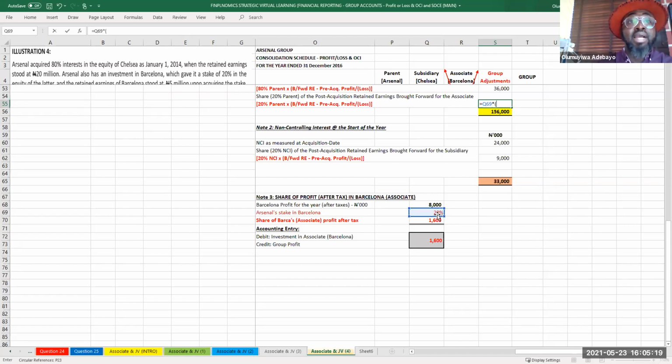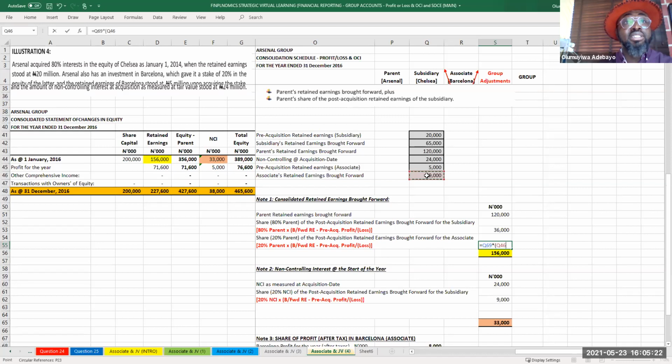We multiply that by the difference between the retained earnings brought forward and the pre-acquisition retained earnings, so that what you consolidate from the perspective of the investor is only your post-acquisition profit in the associate. Your post-acquisition profit is the difference between 9 million and 5 million, which is 4 million. 20% of 4 million gives us the 800,000.